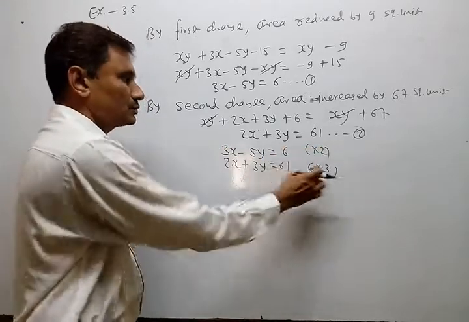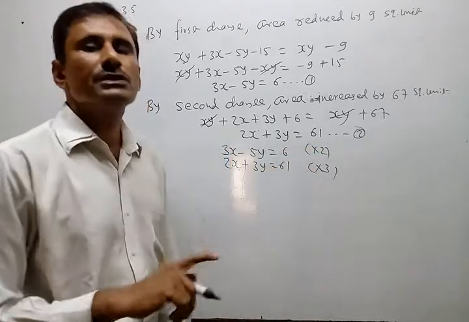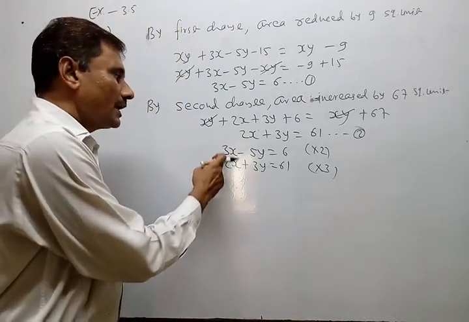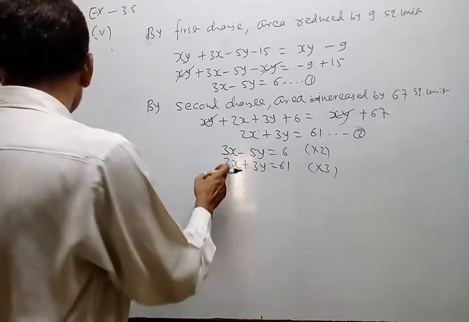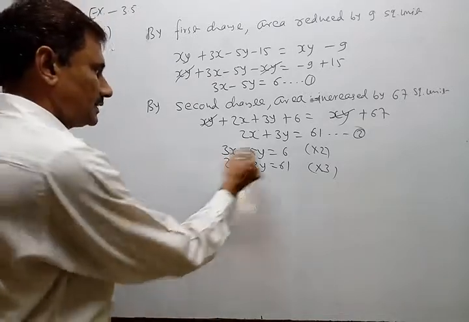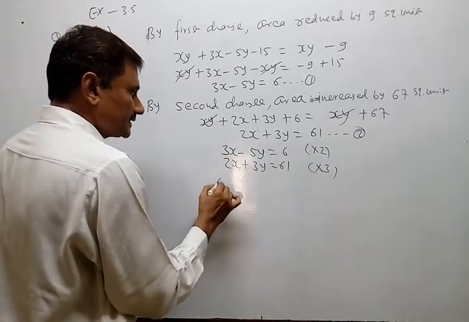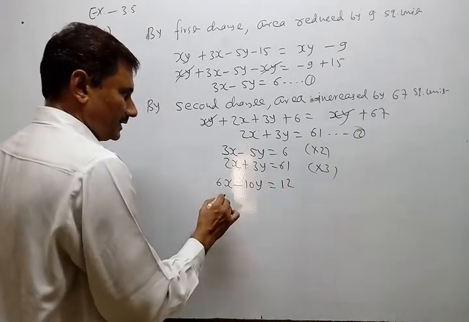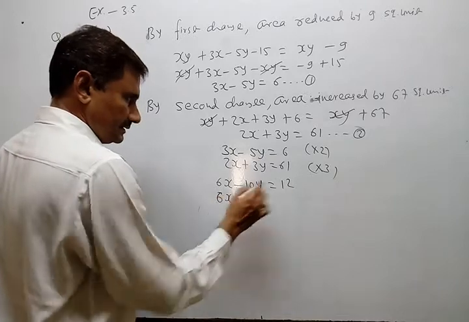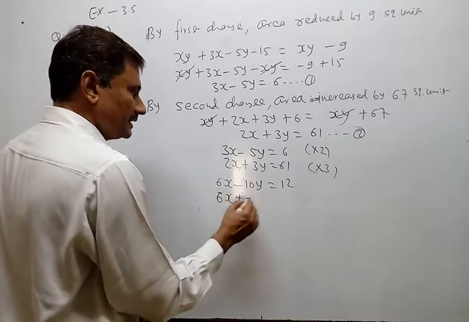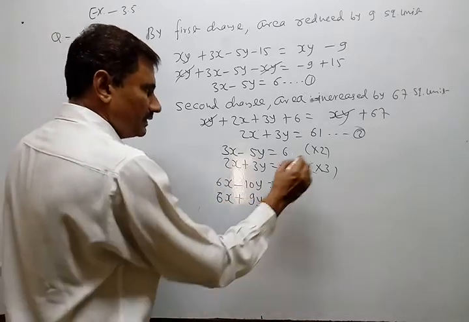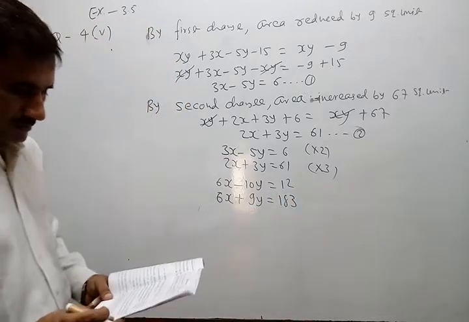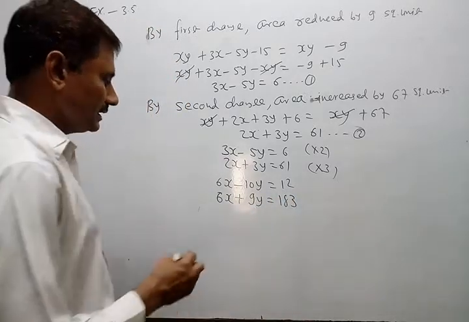So that we can get 2 times 3 is 6, because our plan is to get the LCM. The LCM of 3 and 2 is 6 here. So now 6x minus 10y equals 12. And 6x, sorry, 2 times 3 is 6, plus 9y equals 3 times 61, which is 183. Okay, now just solve it.